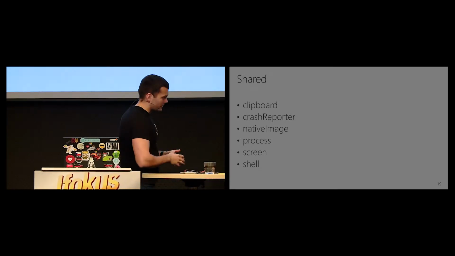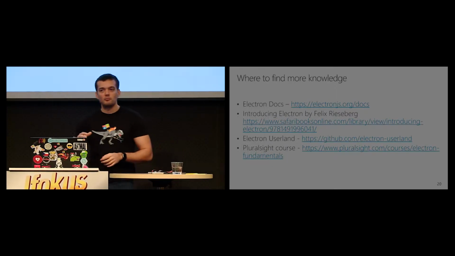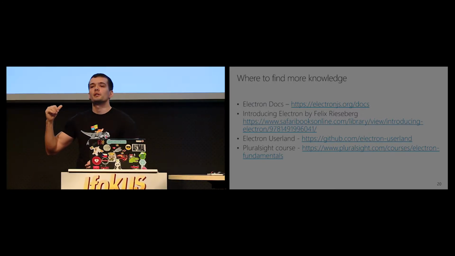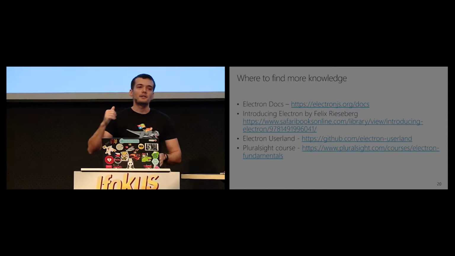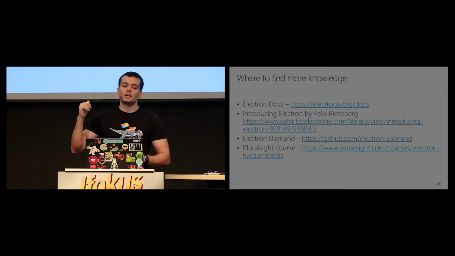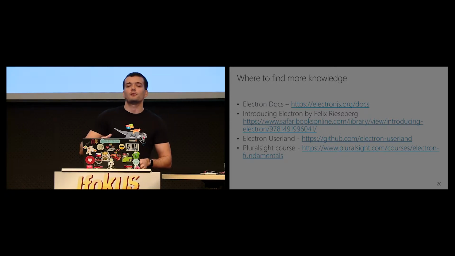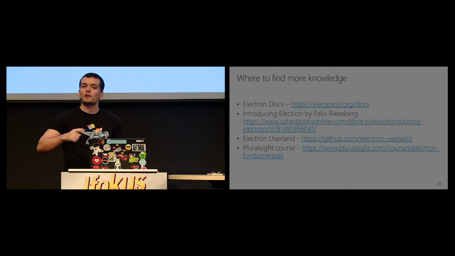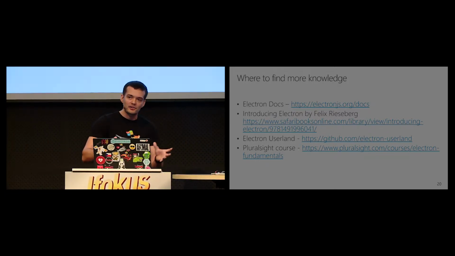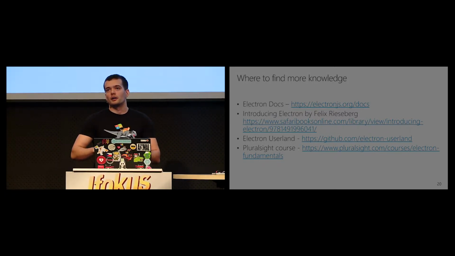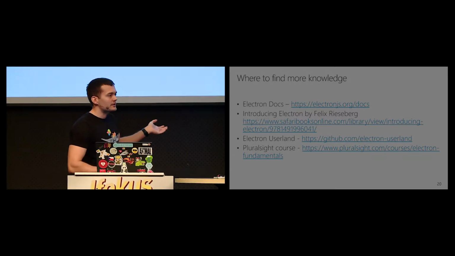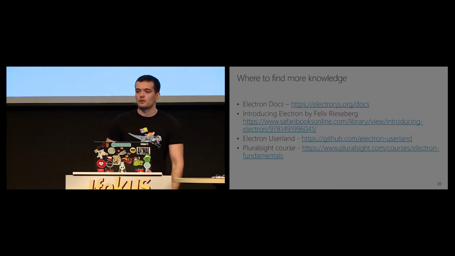There's a lot of knowledge out there. The main point of entry is the docs on the Electron side. Then I highly recommend Felix's book. Felix is working on the Slack desktop client, which is also built on Electron, and he has a very nice introduction to Electron. There's Electron Userland, where you can find a lot of cool tools that you can use in your Electron apps, like packaging or building, and all these things. And there's also a Pluralsight course, and probably some Coursera courses, if you're interested.